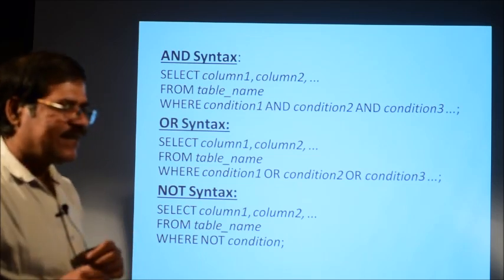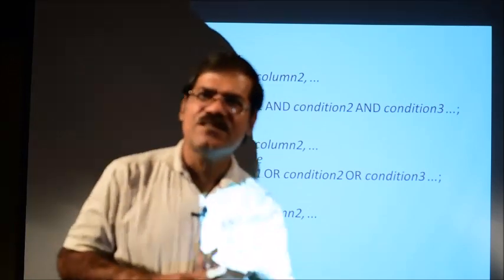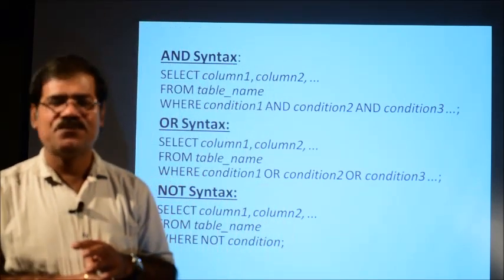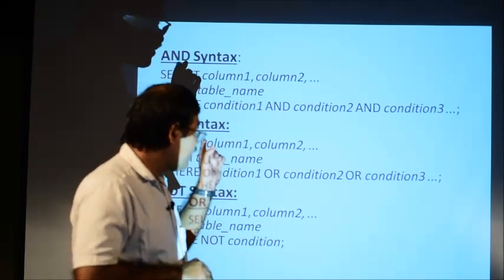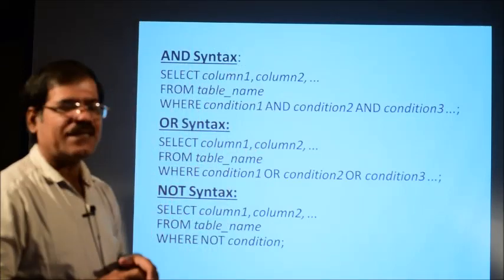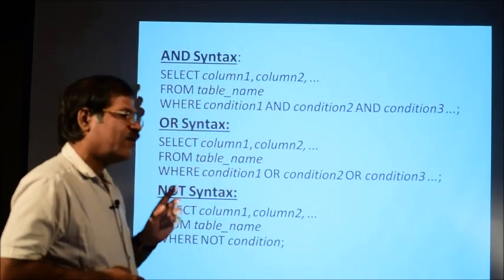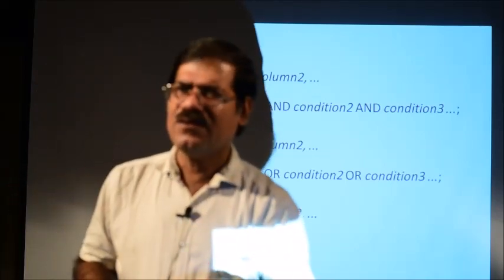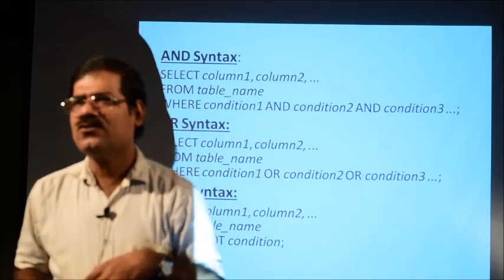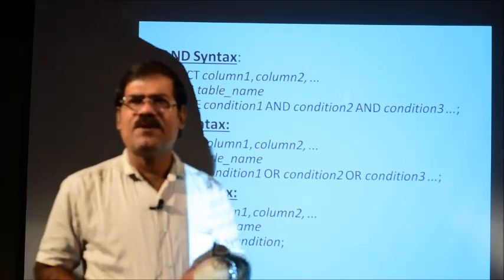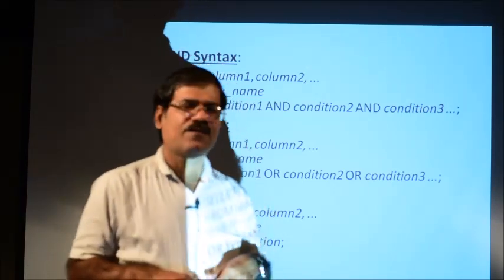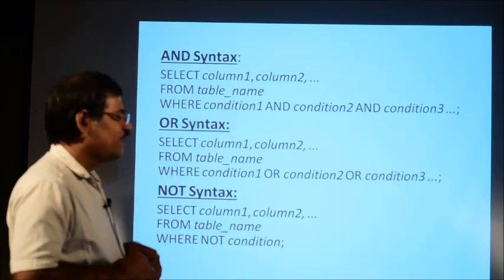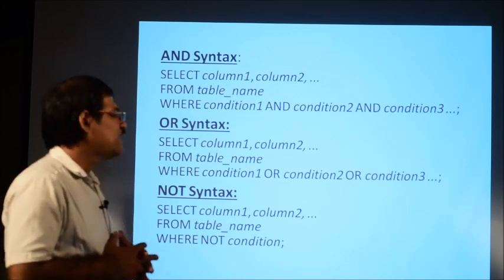OR says that if any one of the conditions is true, the result will be true. In AND cases, all the conditions must be true, otherwise the statement is not executed. In OR cases, either condition 1 is true, or condition 2 may be true, or condition n may be true, but at least one of the conditions must be true, otherwise if all are false, the statement is not executed.